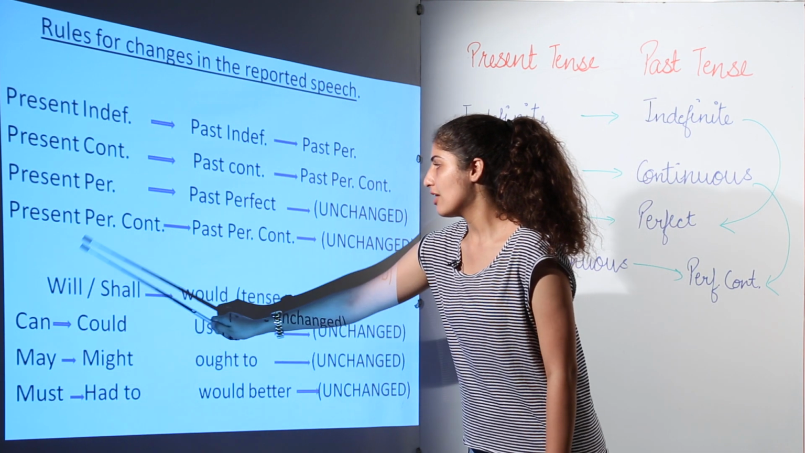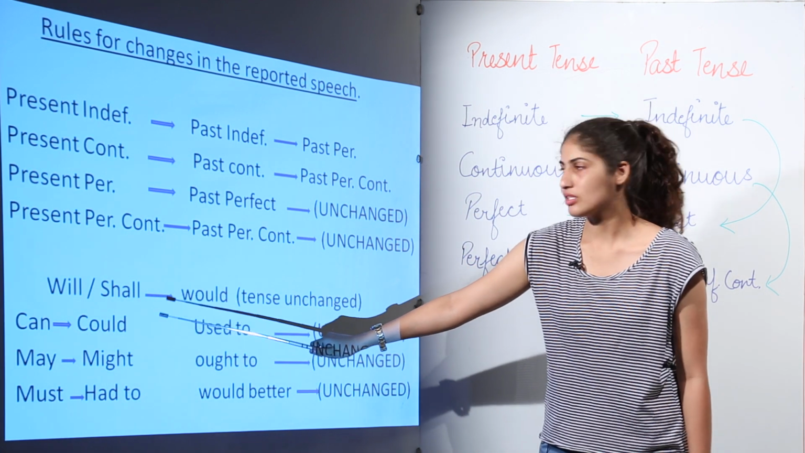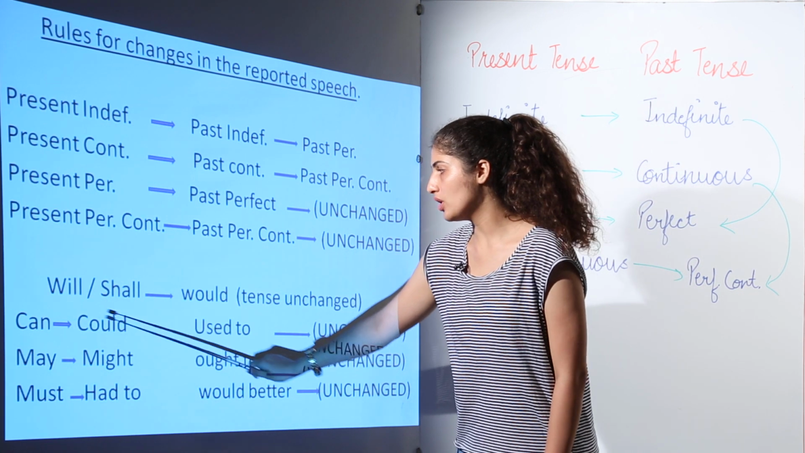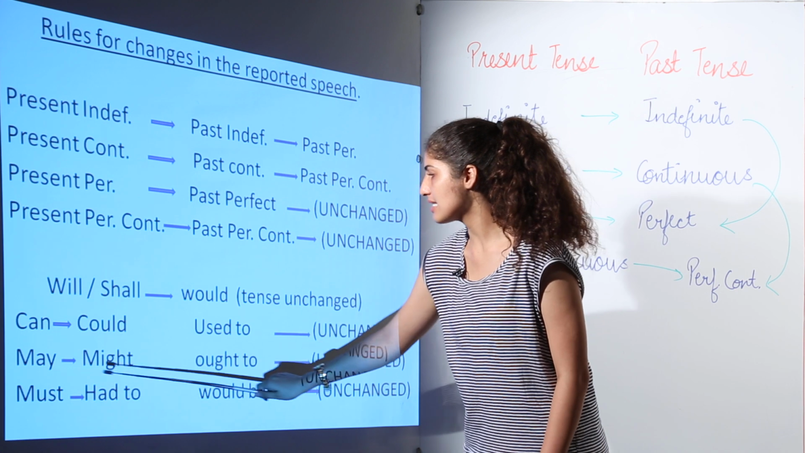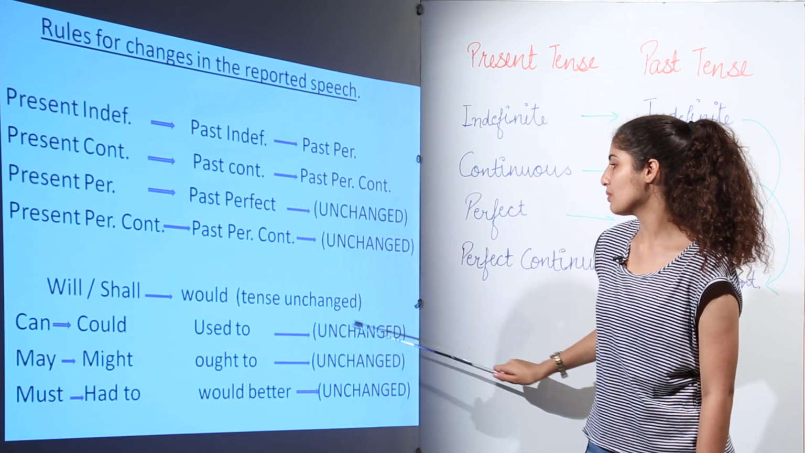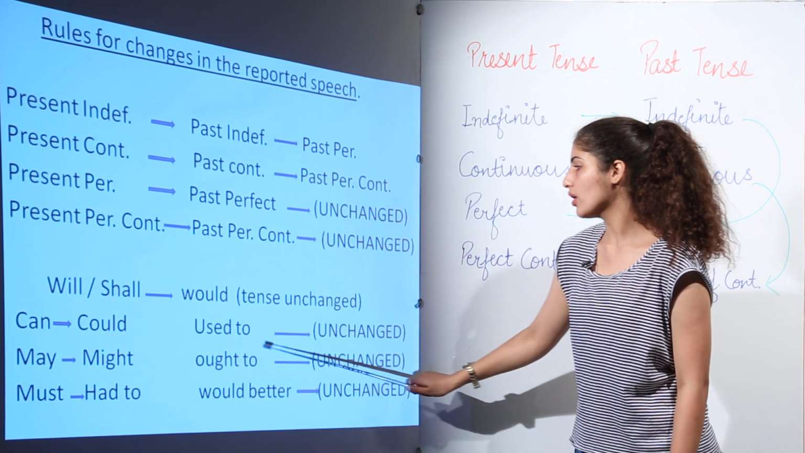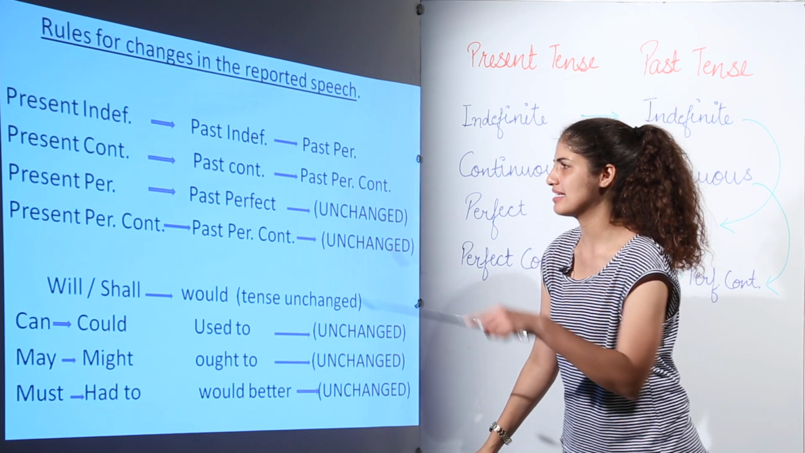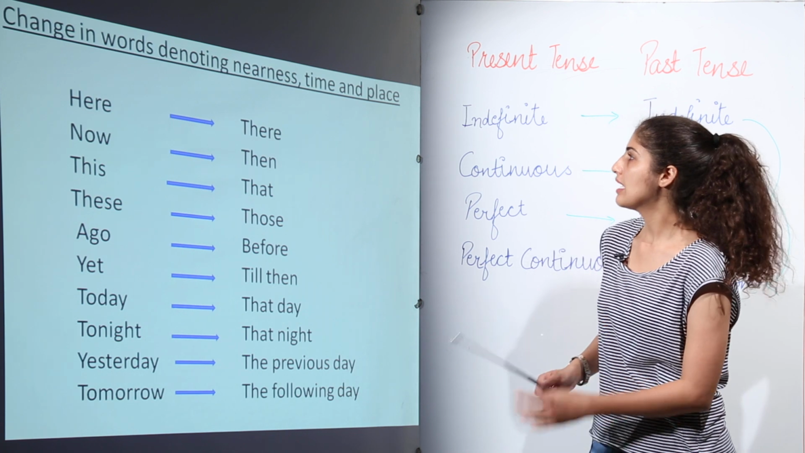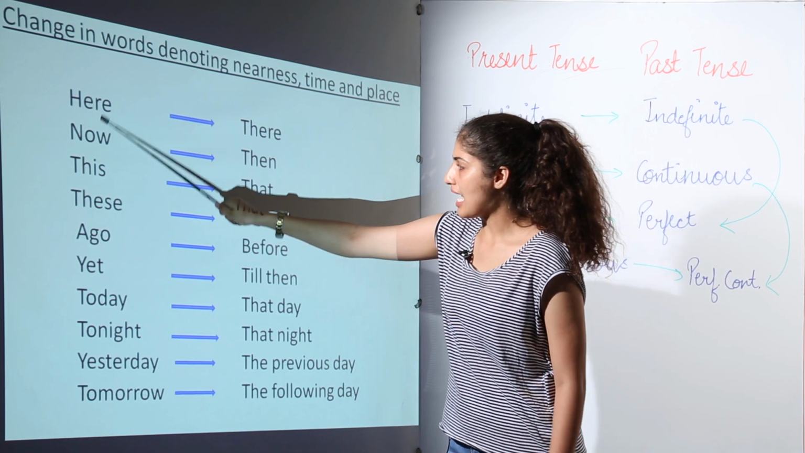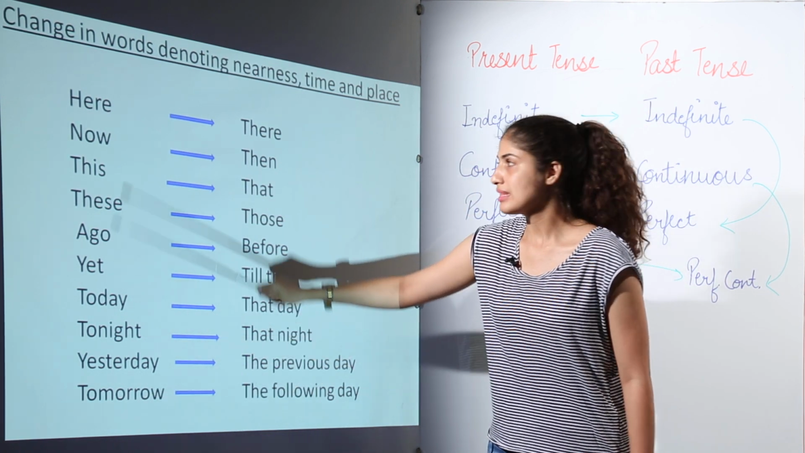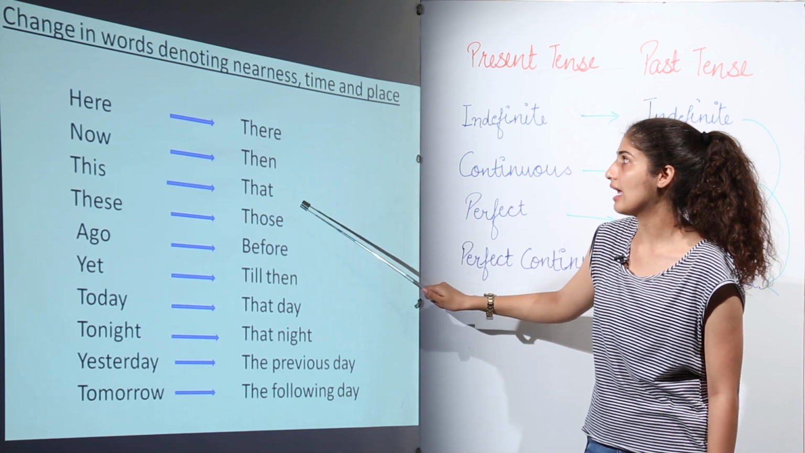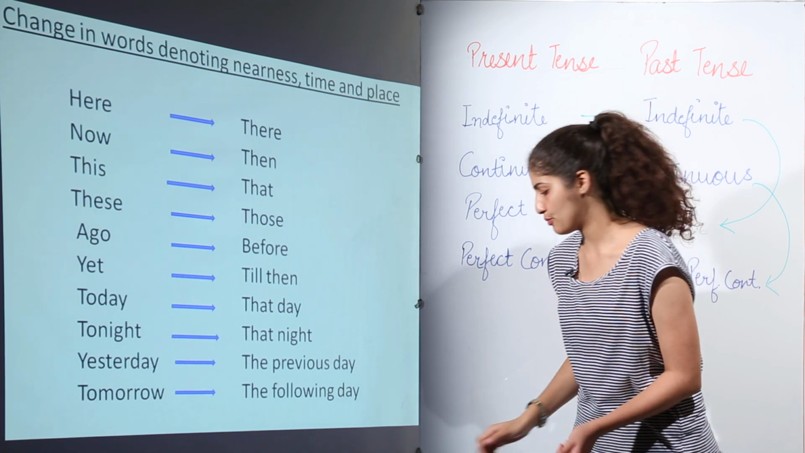Again, if will and shall are used in the direct speech, then they will be used as would in the indirect speech. Can will be used as could, may as might, must as had to, used to will remain unchanged, ought to will remain unchanged and had better will remain unchanged. This is basically the rule which we have to follow. Again, if these words are used in the direct speech, then these words will be transformed into these, there, then, that in the indirect speech.